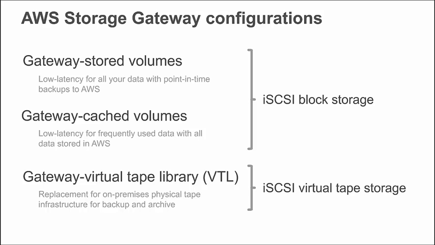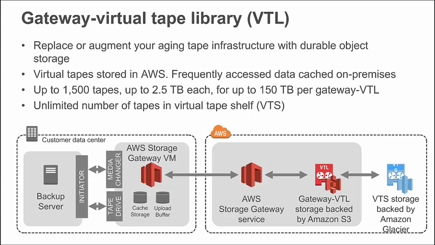The gateway VTL, virtual tape library, provides virtual tape storage, and I want to take a deeper look at how the VTL mode works in the next slide. So VTL is ideal for replacing on-premises physical tape infrastructure for backup and archive. So instead of continuing to expand aging virtual tape libraries and having to manage and move around the media, you can simply deploy a virtual library that looks exactly the same as your physical one.